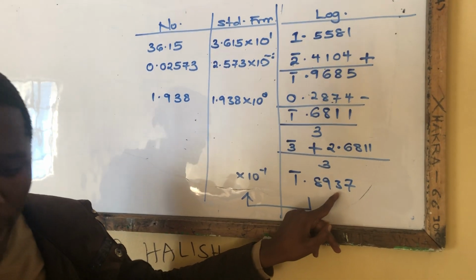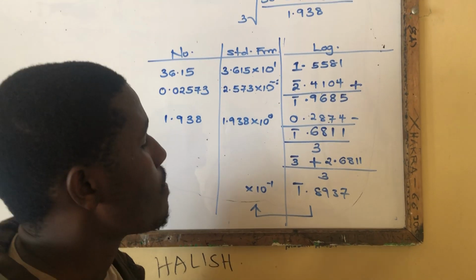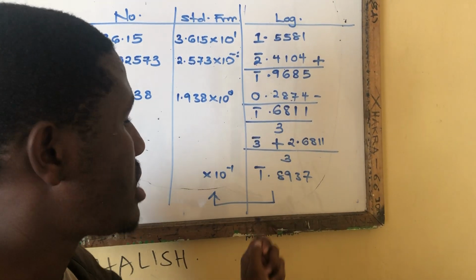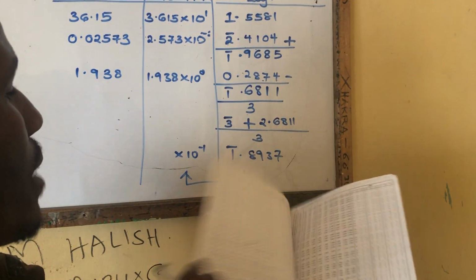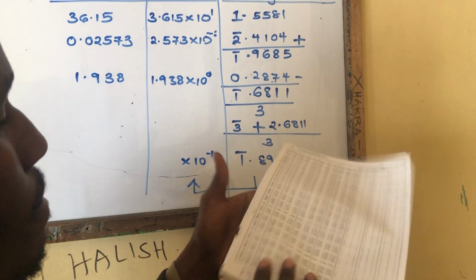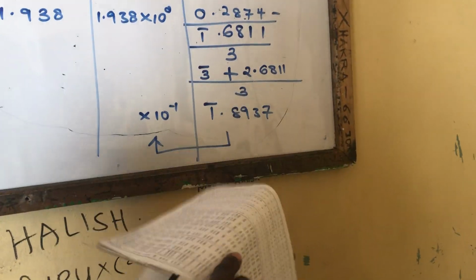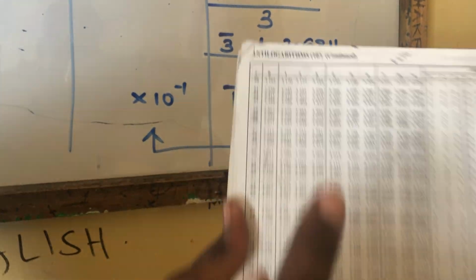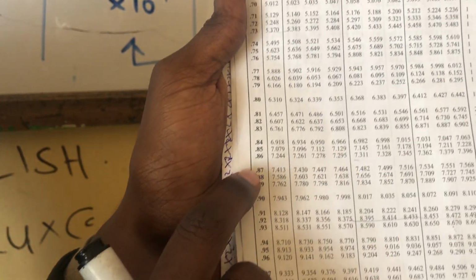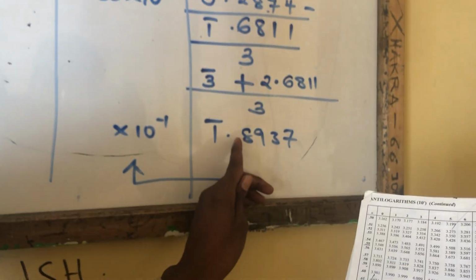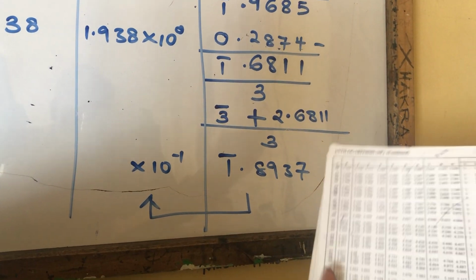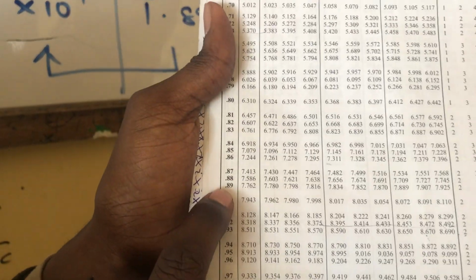Then as for the mantissa, we will move to the table, then obtain the anti-logarithm of 0.8937. Take note of something. When you come to the tables of anti-logarithms, you notice that all the numbers start with a decimal point, which is consistent with what you're having here. We are looking for the anti-logarithm of the mantissa, which should be 0.8937. And here we have 0.89.